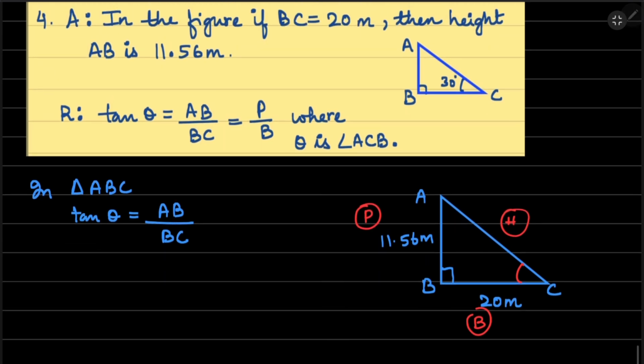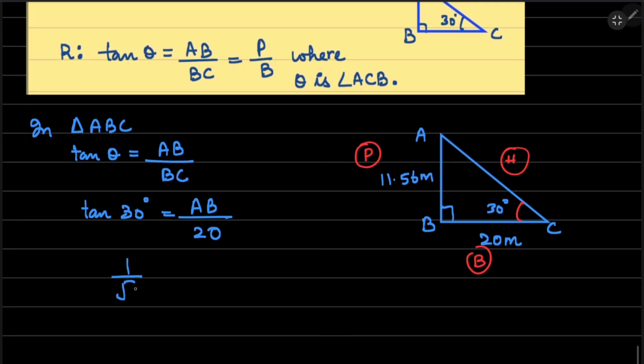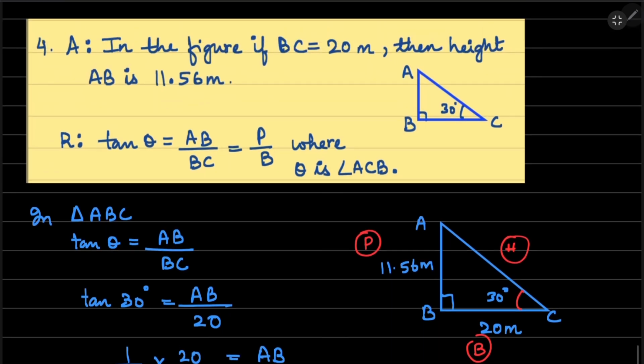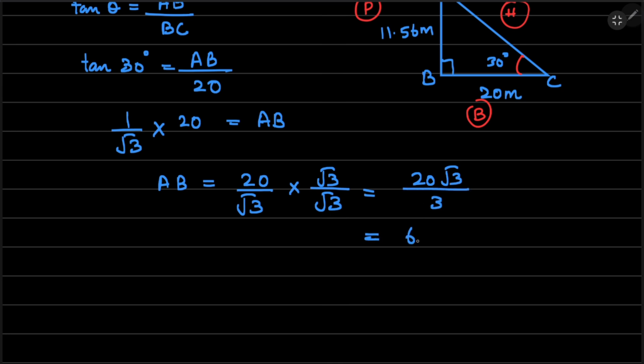And in the figure, you are already given this angle. This angle is nothing but 30 degree. So what is tan 30? It is equal to AB, which we don't know, over BC, which is nothing but 20. What is tan 30? 1 by root 3. So 1 by root 3 cross multiplied with 20 is equal to AB. So we have to show if AB will be equal to 11.56. So let's do it. What do you get? AB equal to 20 by root 3. Multiply numerator and denominator by root 3. So what would you get? 20 root 3 divided by 3. Isn't it? So 3 6 are 18, again 0.6.